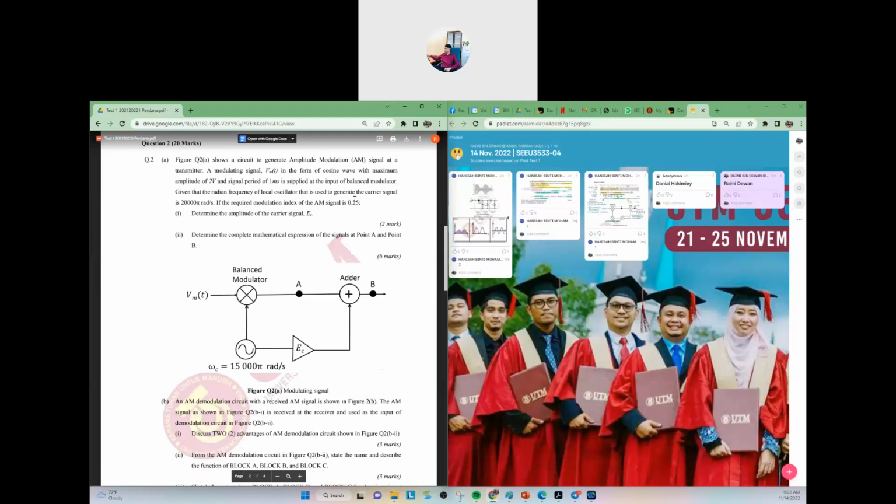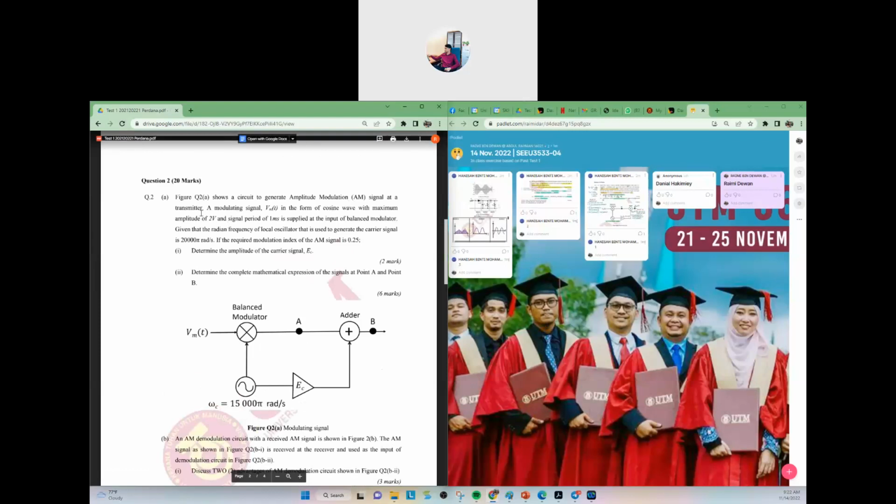Question 2 is: Figure Q2A shows a circuit to generate an AM modulation signal at a transmitter. A modulating signal VMT is in the form of a cosine wave. We have learned this yesterday. If you have not done it, please at least try to respond to me in WebEx chat. Given that the radian frequency of the local oscillator used to generate the carrier wave is 20,000 pi. This is the radian frequency, which means omega.